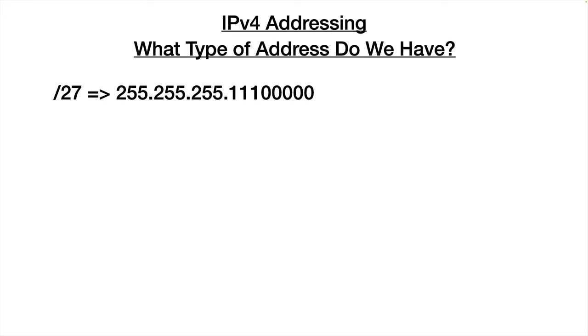So we need to break that out in binary: 1, 1, 1, 0, 0, 0, 0, 0. That's what I mean by we only have to deal with the octet in which the division point occurs. Now, if we look at the IP address we were given, 192.168.0.10, we need to convert that 10 to binary, which is 0, 0, 0, 0, 1, 0, 1, 0.